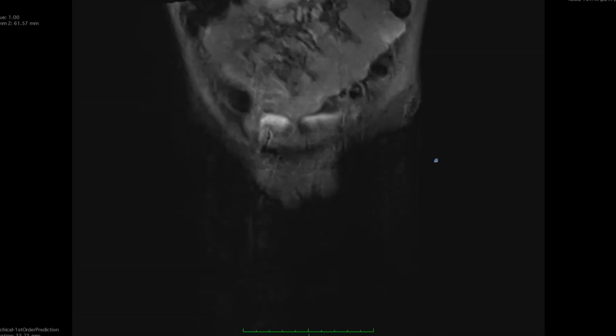This is an 11-year-old kid with left-sided pelvic pain.